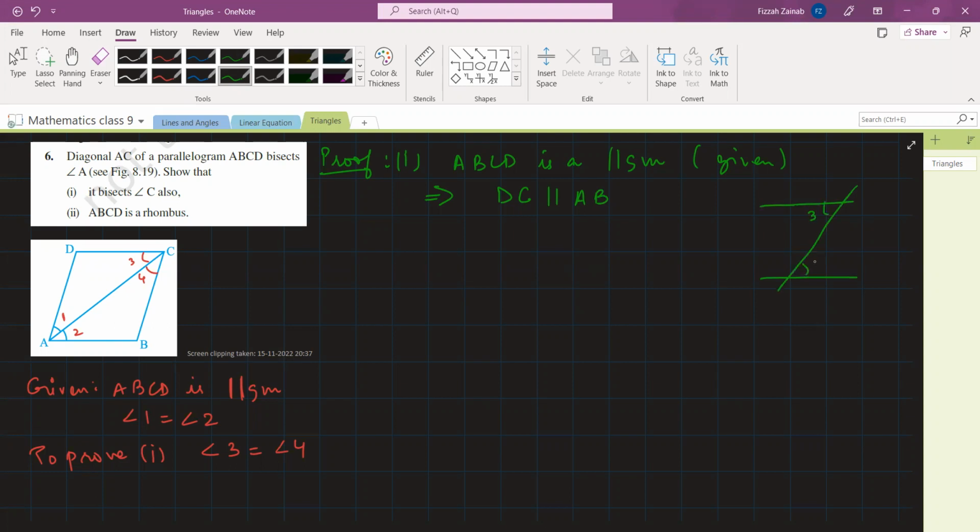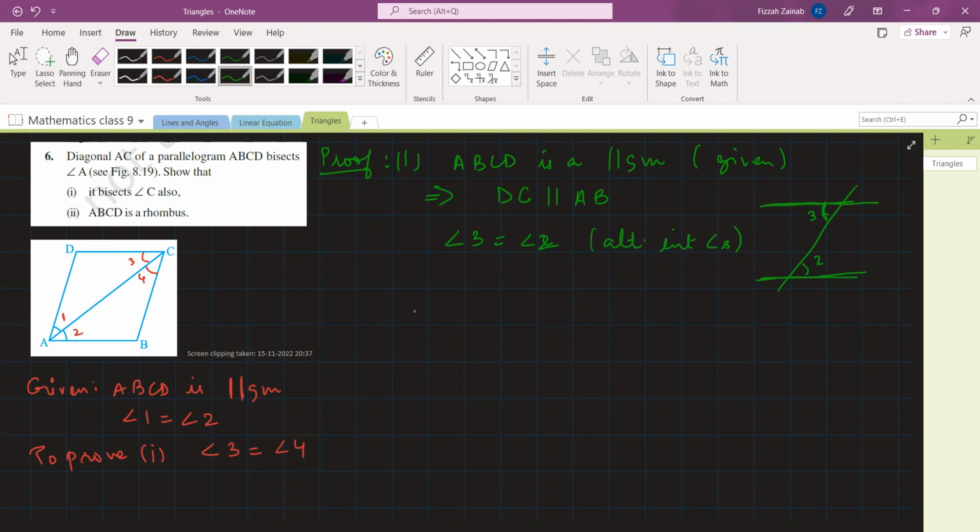What kind of angles are they? Come on, what kind of angles are they? Alternate interior angles, isn't it? Alternate interior angles, right? Alternate means one is on the left side, one on the right side. That is why they are called alternate. Interior means they are inside the parallel lines, right? Both are inside the parallel lines. So 3 is equal to 2.